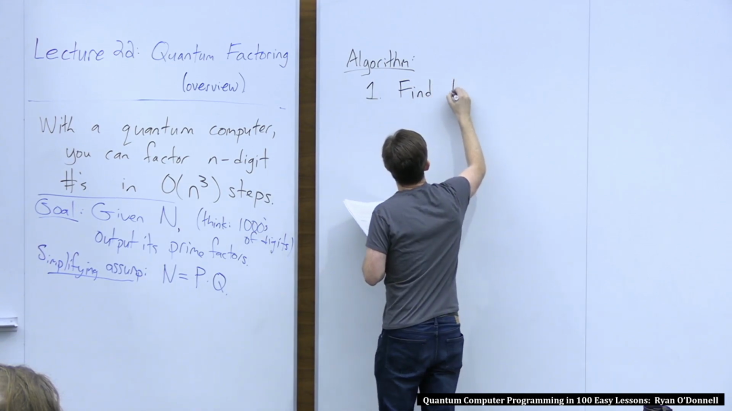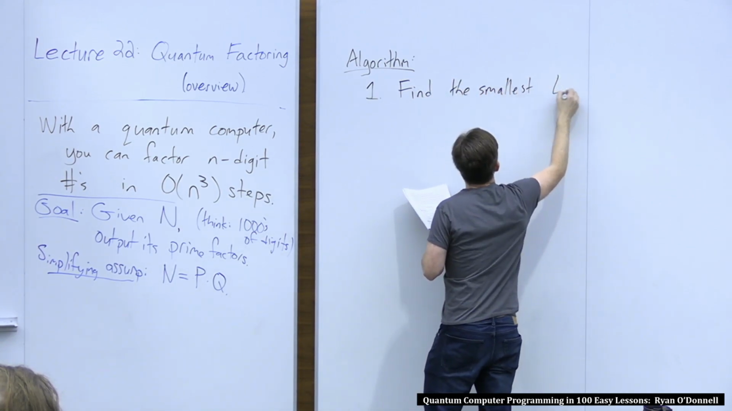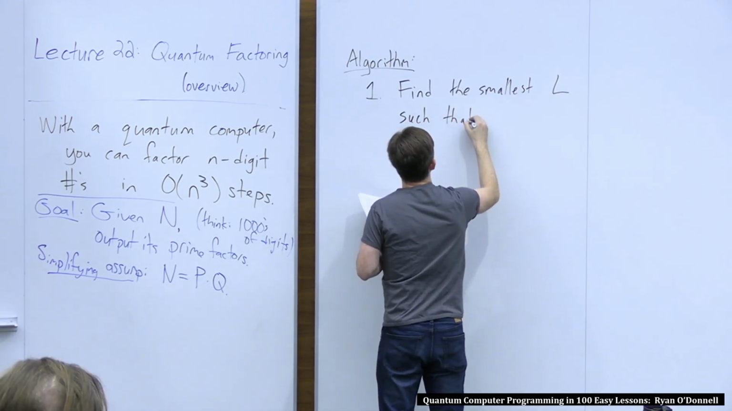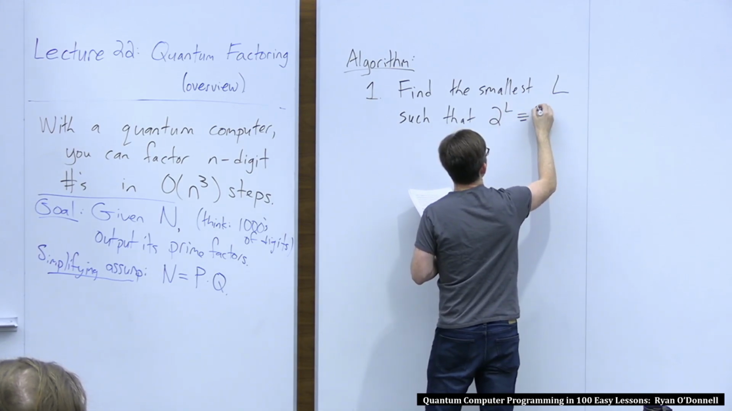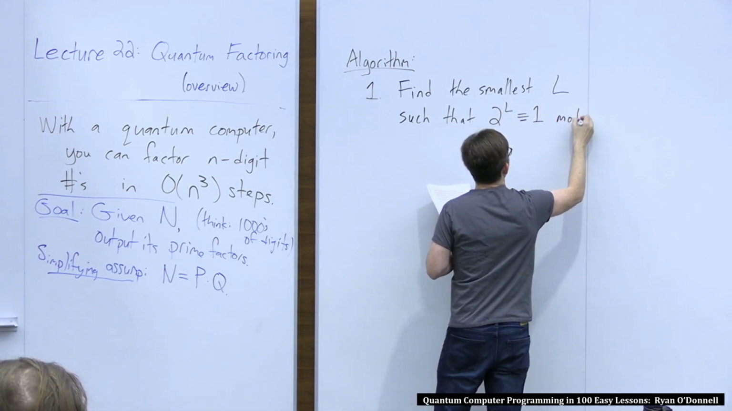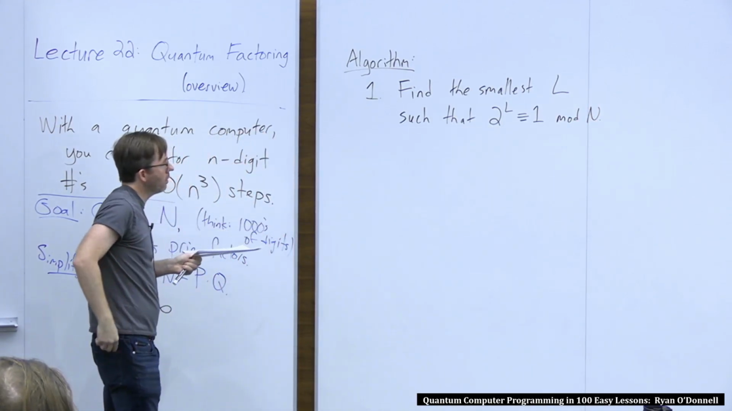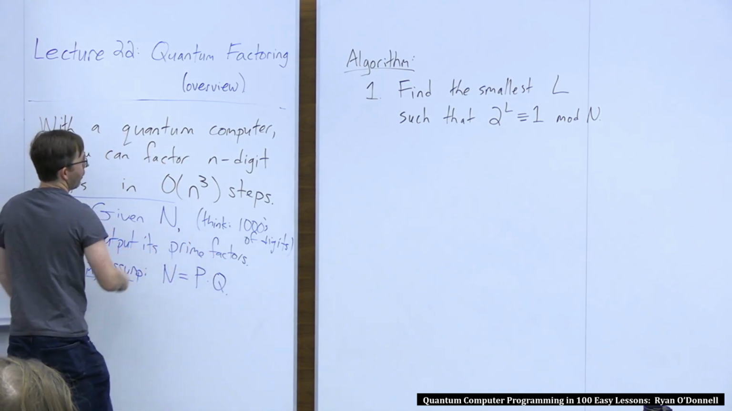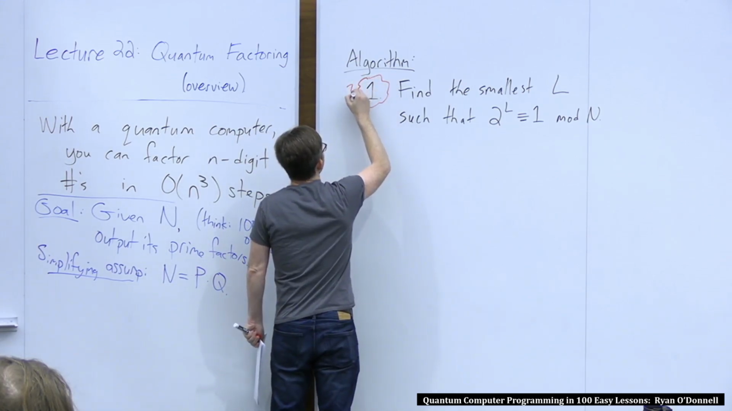So it's this: find the smallest number L such that 2 to the power of L is congruent to 1 mod n. So you're trying to find the smallest power of 2 that gives 1 as a remainder when you divide by n, the number you're trying to factor. And this is the heart of the algorithm. This is the complicated step.